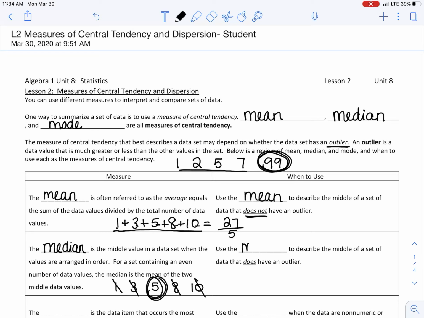So we use the median to determine the middle of our set of data whenever there is an outlier. The reason we do this is if we were to add a big number to that, it's really not going to affect that middle value as much. Okay.